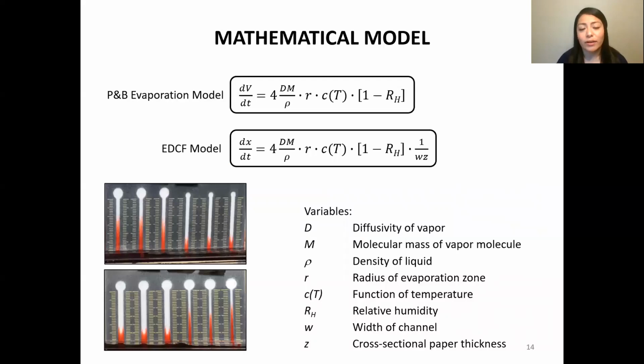Now that we gathered all our data, we were able to go back to the PMV evaporation model, and we finally developed our new EDCF model to describe the rate of capillary flow in paper, which now has 5 different parameters. 3 of them remain the same, which are the physical properties of the solution, the function of temperature, and 1 minus the relative humidity. The other 2 terms have to do with the design of the device, which are the radius of the evaporation zone, and also the functions of the width and thickness of the channel.